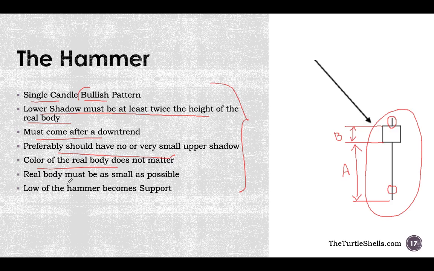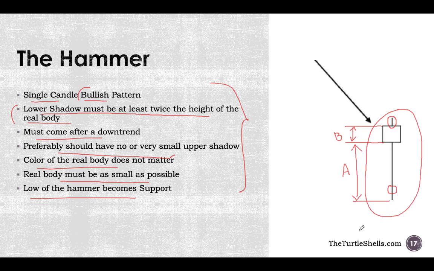The real body must be as small as possible. The smaller the real body, the better, because if the real body is small, then the lower shadow is likely to be large in comparison to the height of the real body, which is what we want from this pattern. And the low of the hammer becomes support.